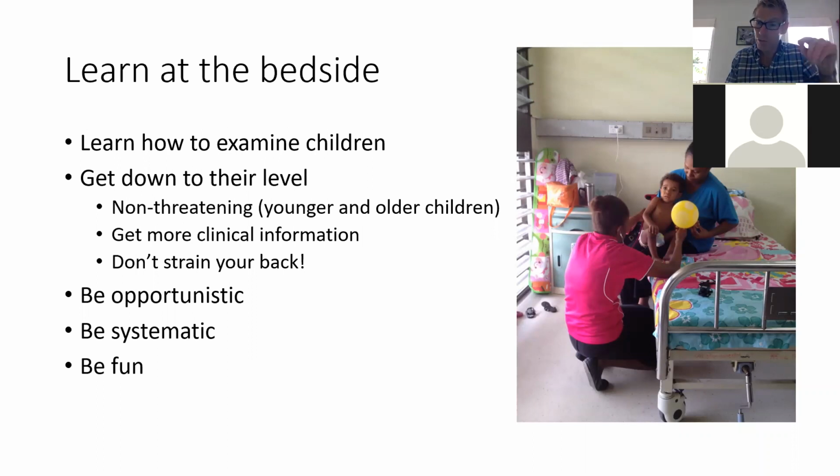If you stand above them and look down on them, then that's actually quite threatening. And for older children, it's also a bit disrespectful, I think. If you get down to their eye level, then you're talking to them one-on-one. And if they're small babies with stranger anxiety, if you get down to their level, they're less likely to see you as a dangerous stranger. So try to do that.